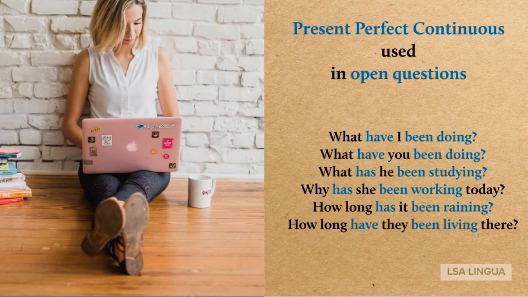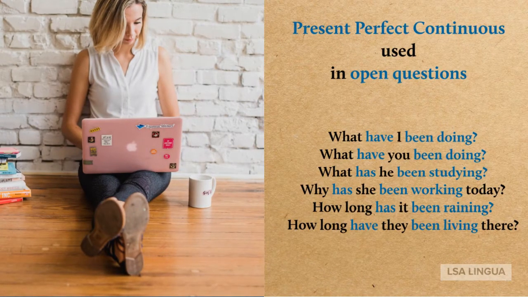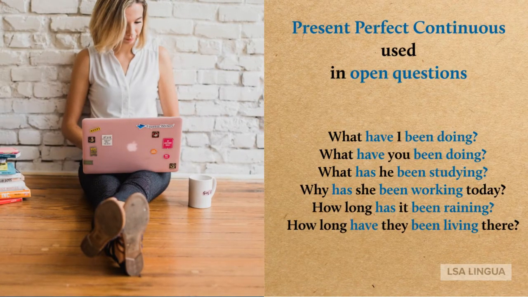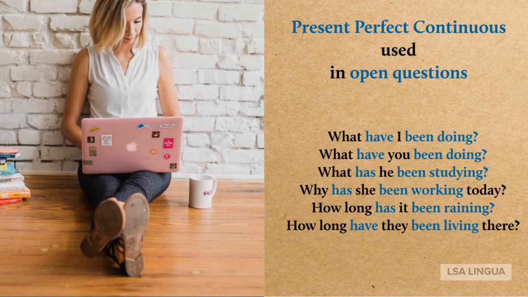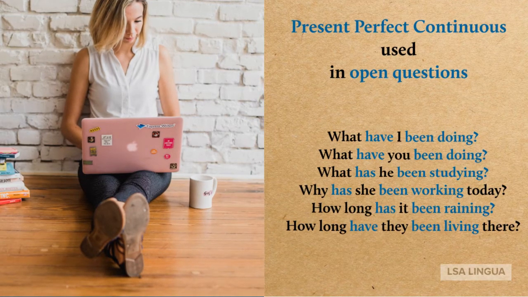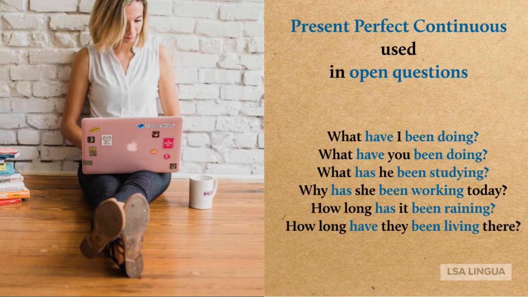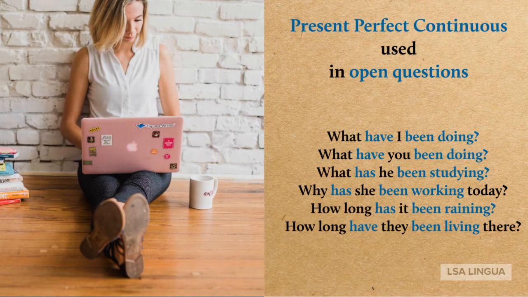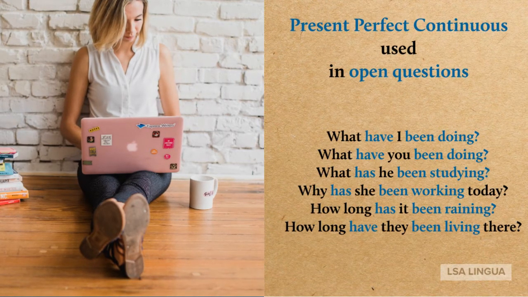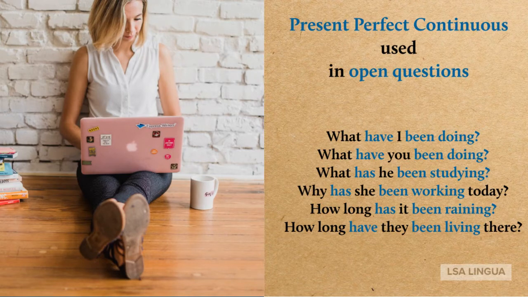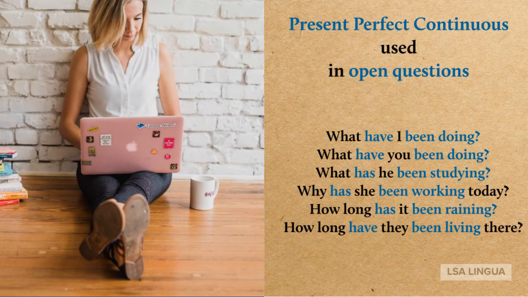The present perfect continuous used in open questions. What have I been doing? What have you been doing? What has he been studying? Why has she been working today? How long has it been raining? How long have they been living there?